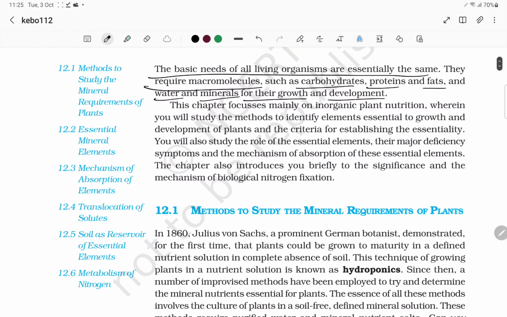This chapter focuses mainly on inorganic plant nutrition, wherein you will study the methods to identify the elements essential to the growth and development of plants, and the criteria for establishing essentiality. How the inorganic nutrients such as minerals are essential for plant nutrition, mainly for their primary metabolic factors such as growth, development, and even for reproduction also.